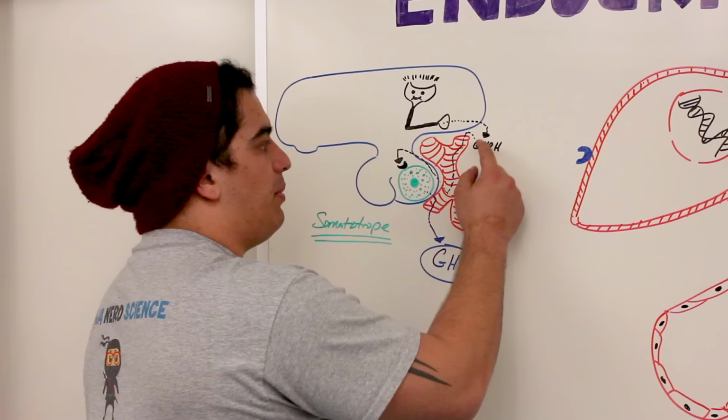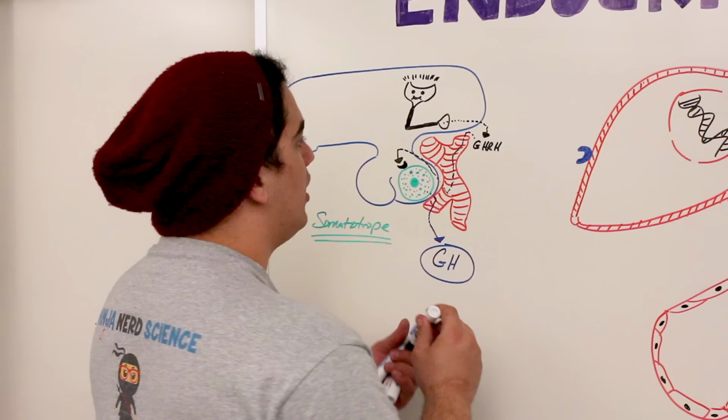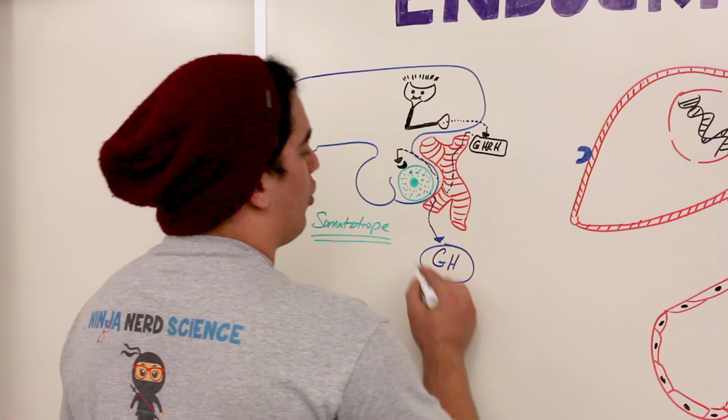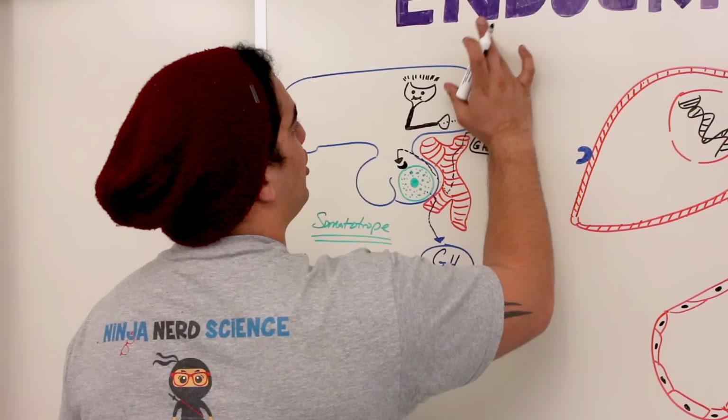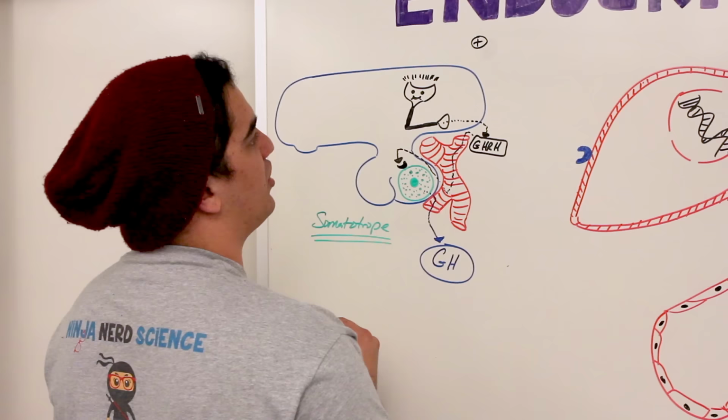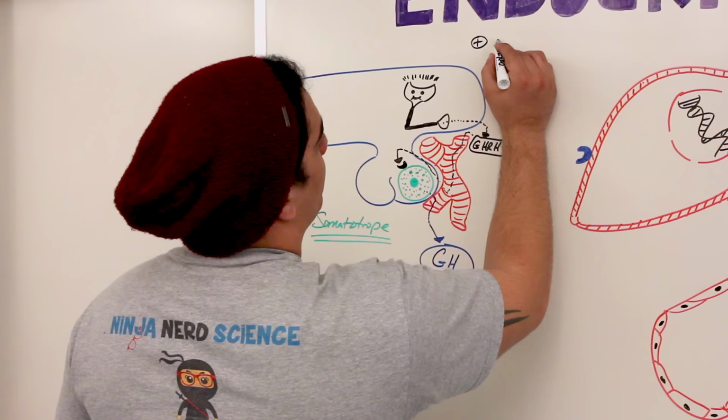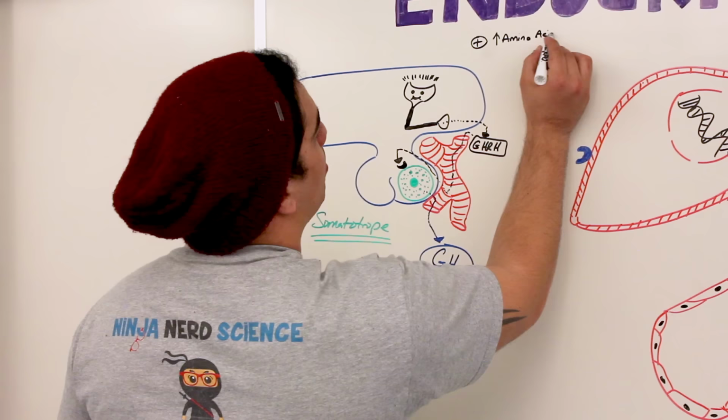Now, real quick, GHRH is being released. What are some of the secondary triggers that can cause GHRH to be released? What are some other things causing this release? Growth hormone is stimulated by a couple of different things. Let's note them and number them. In this black column, we're going to list the things that are stimulating it. One of the stimuli is high amino acid levels in the blood. That's one.